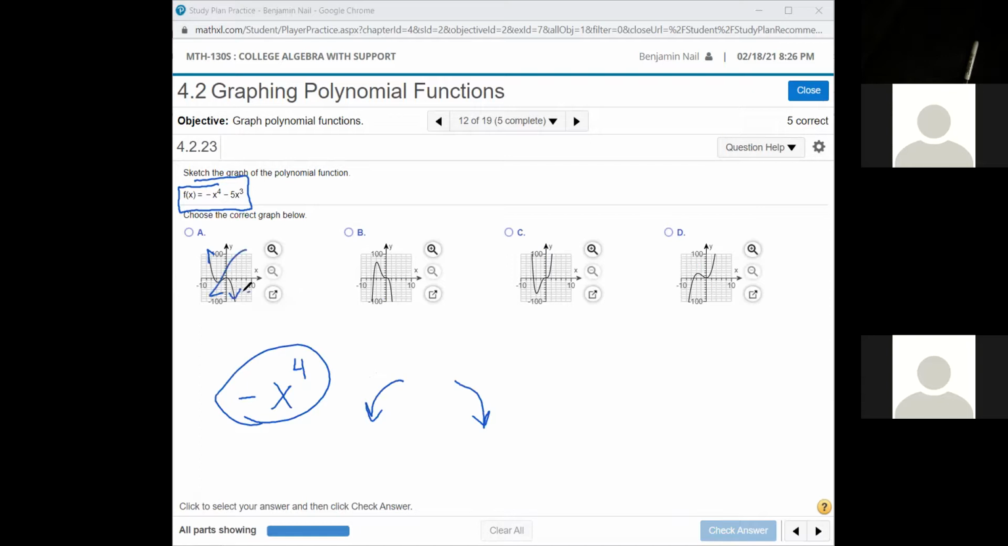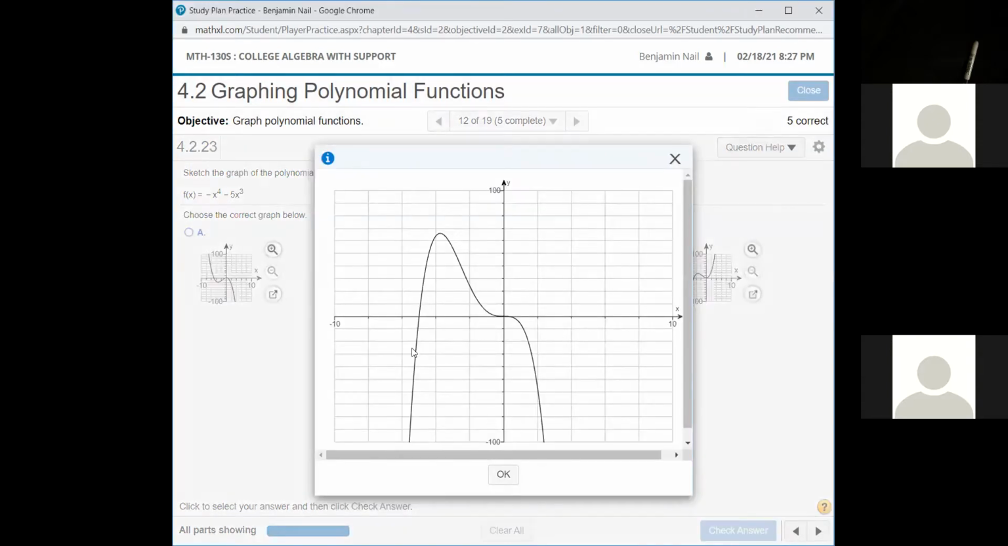A shows up and down, not it. B shows both down, that's a possibility. C shows both up, not it. D, we've got a down and an up, not it. B is going to be the correct choice. Now, let's pretend maybe C has the right end behavior. One thing we could do is look specifically at B and C. Specifically, this is choice B.